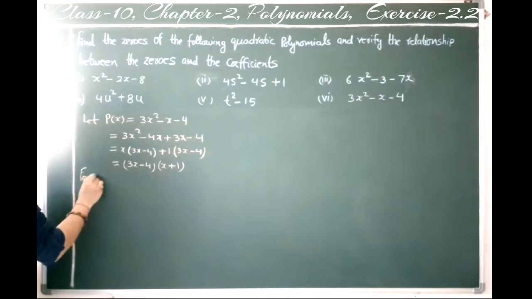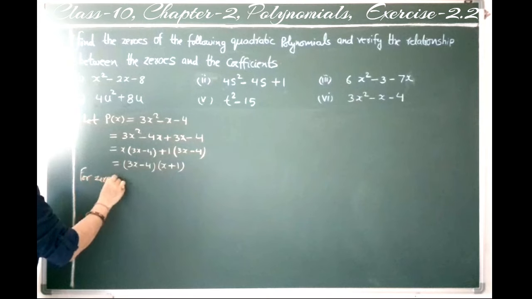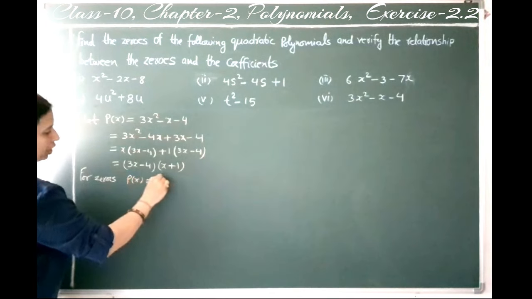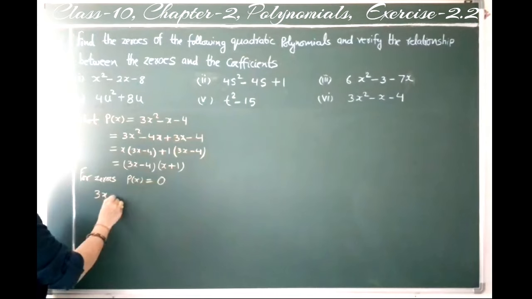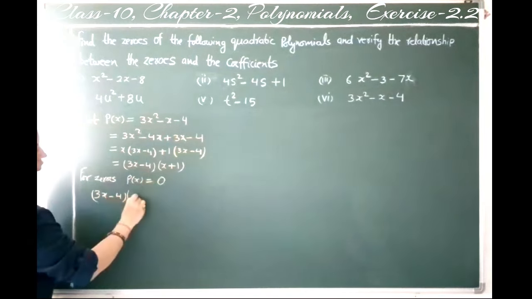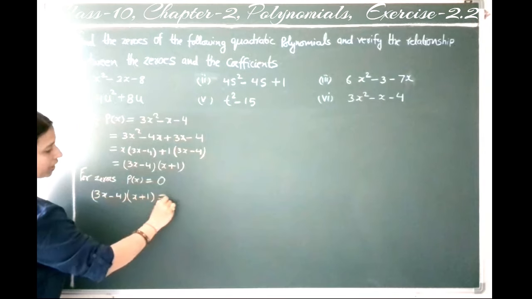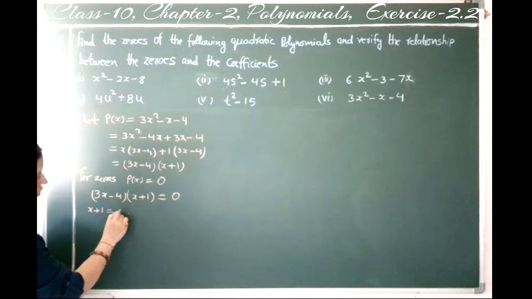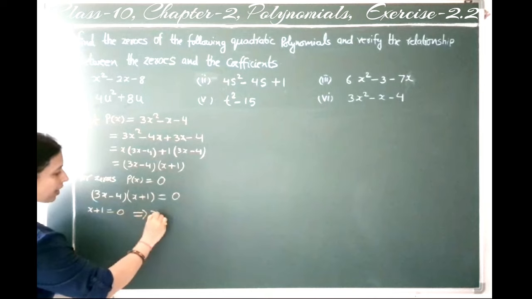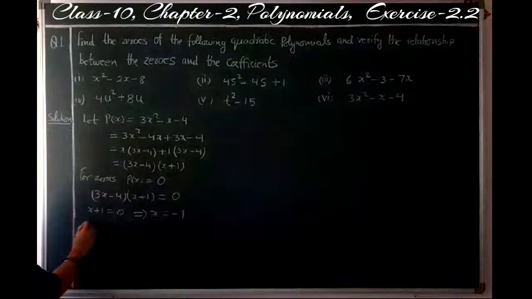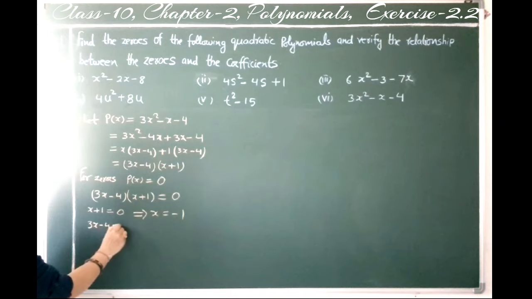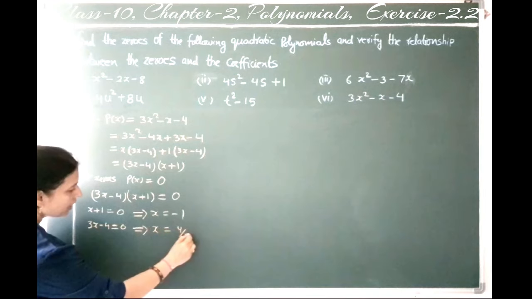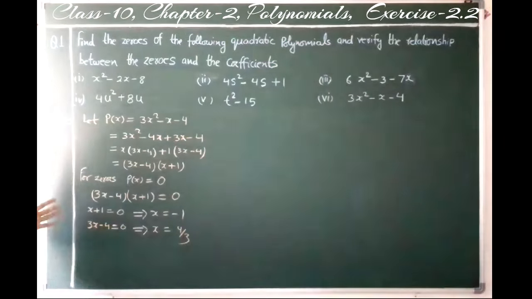And for zeros, right here for zeros we have to find out zeros, and for zeros px is equal to 0. So we can write 3x minus 4 into x plus 1 is equal to 0. Then if x plus 1 is equal to 0, then x is equal to minus 1. And if 3x minus 4 is equal to 0, then x is equal to 4 by 3. 4 इस साइड आएगा प्लस हो जाएगा. So it will be 4 by 3.